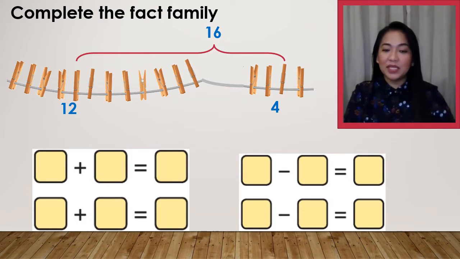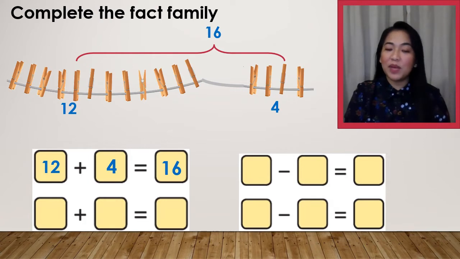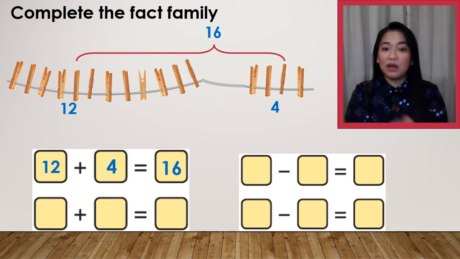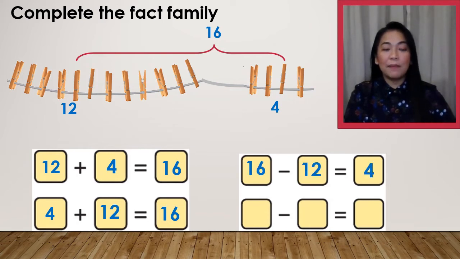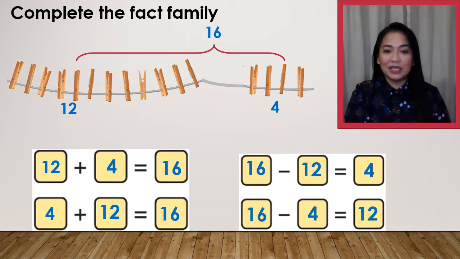Our first number sentence here, or addition sentence here, is 12 plus 4 equals 16. And if we know 12 plus 4 equals 16, then we know 4 plus 12 equals 16. Let's move on to the subtraction sentences. Let's start with the whole number. 16 minus 12 equals 4. And 16 minus 4 equals 12.